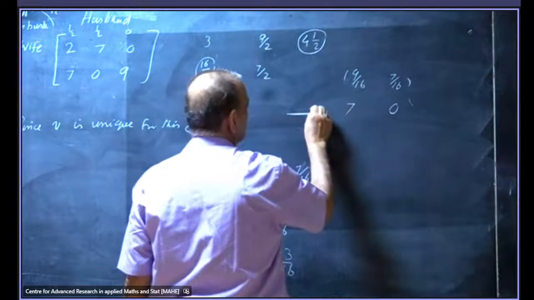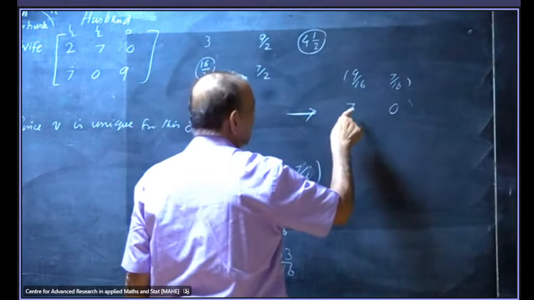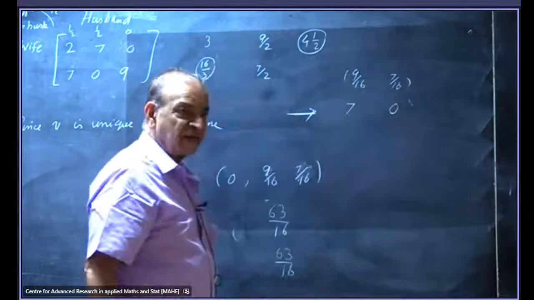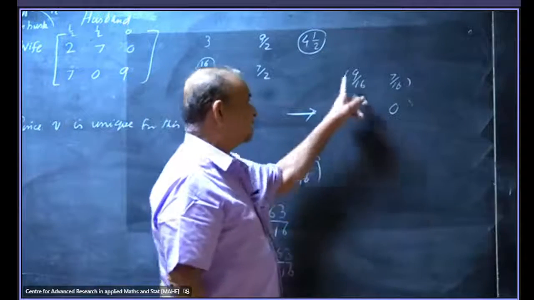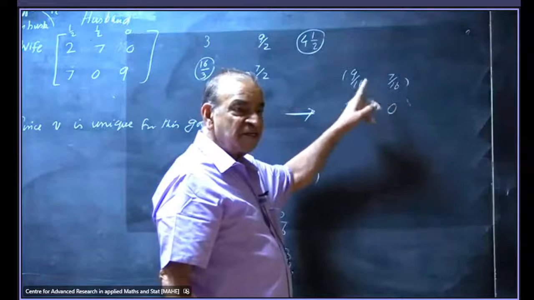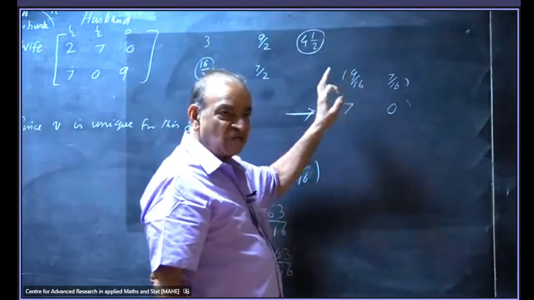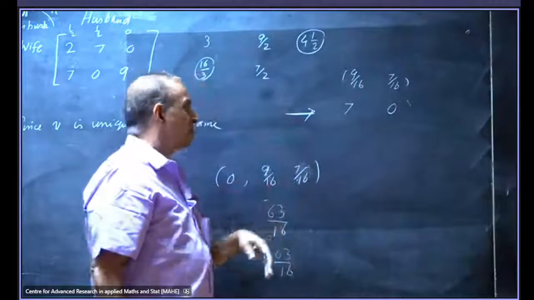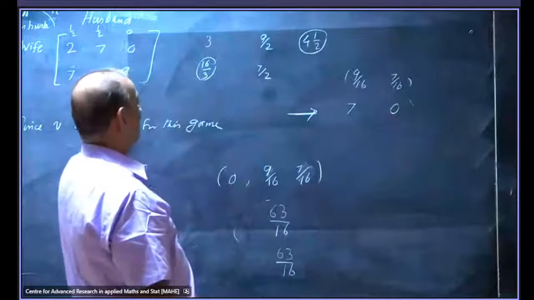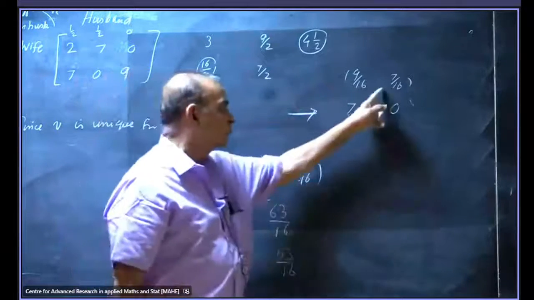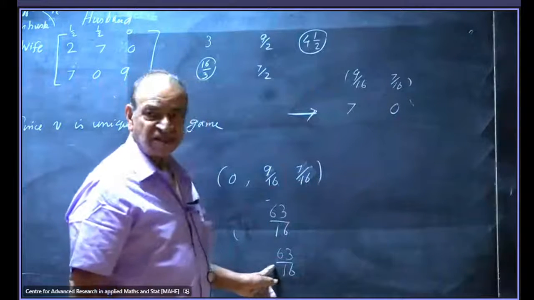So, if she chooses the first row, she is going to get 7 with this probability, 0 with this probability. Okay? So, 7 times 9 over 16 plus 0 times 7 over 16 is exactly 63 over 16. Are you with me? The same way with the second one: 0 times 9 over 16 plus 9 times 7 over 16, which is 63 over 16.